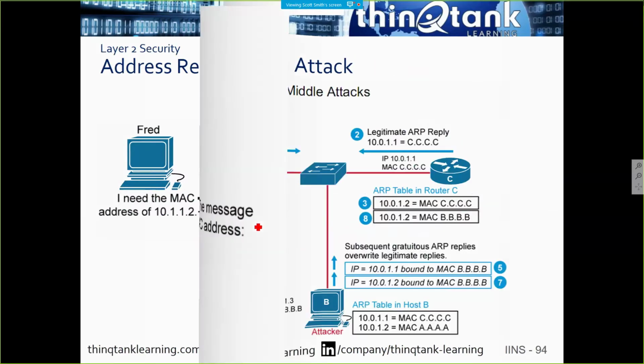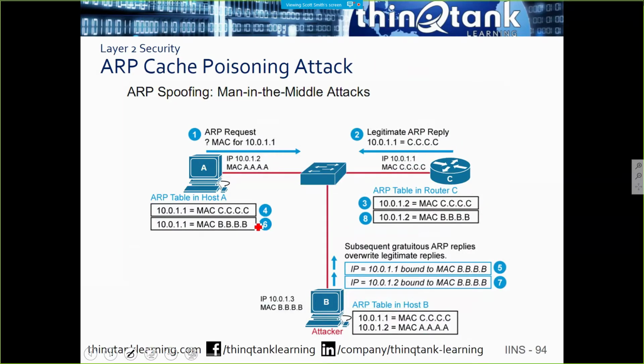An ARP poisoning attack is simply where somebody sends a gratuitous ARP or replies on behalf of somebody else's ARP request to say, this is my MAC address. Here's an example. Host A wants to talk to his gateway for the first time. The gateway is 10.0.1.1.